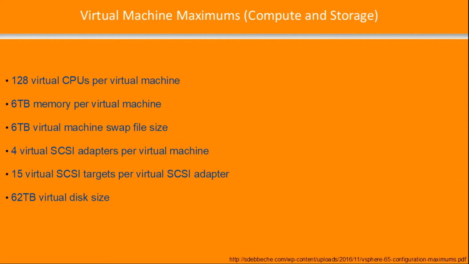You can now configure a virtual machine with 6 terabytes of memory per virtual machine, which results in a 6 terabyte virtual machine swap file size, up to 4 virtual SCSI adapters, 15 virtual SCSI targets per virtual SCSI adapter, and 62 terabytes virtual disk size.